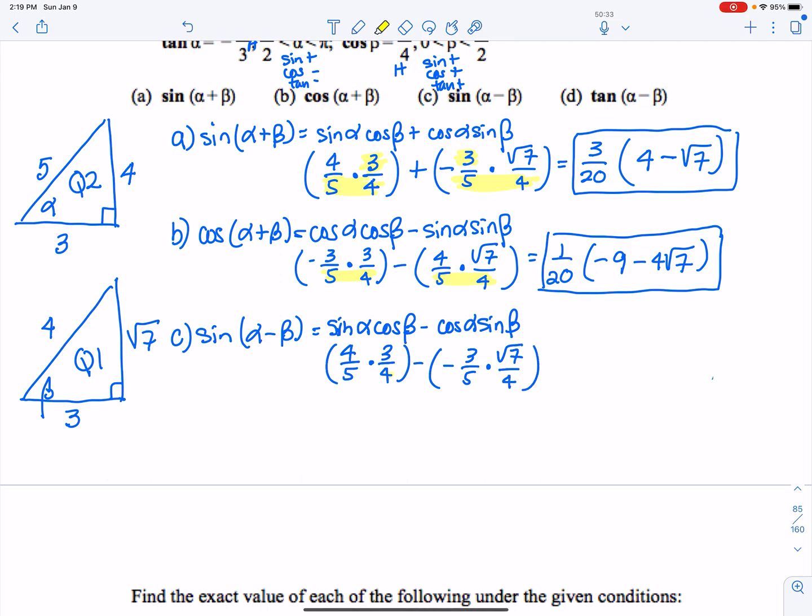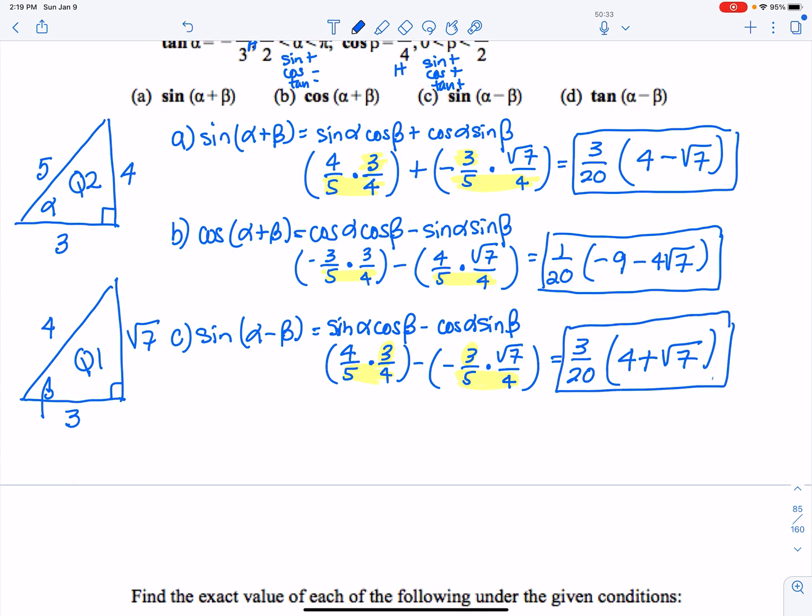So once again, I'm looking for the GCF. I see I have 5 times 4 in the denominator, and I also have a 3 in both. So let's go ahead and take out the GCF, which is going to be 3 over 20. And now I have a 4 left in the first term, and then a negative times negative gives me a positive, and I have radical 7 left in the second term.